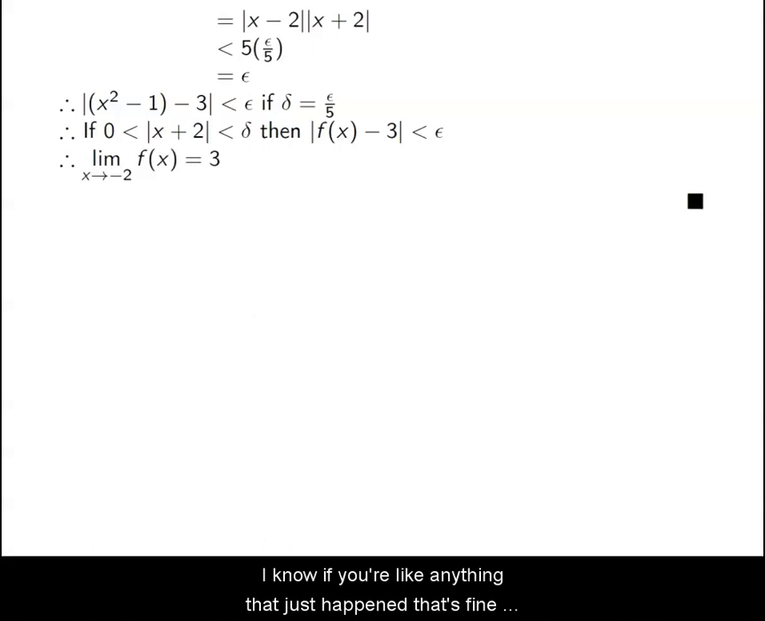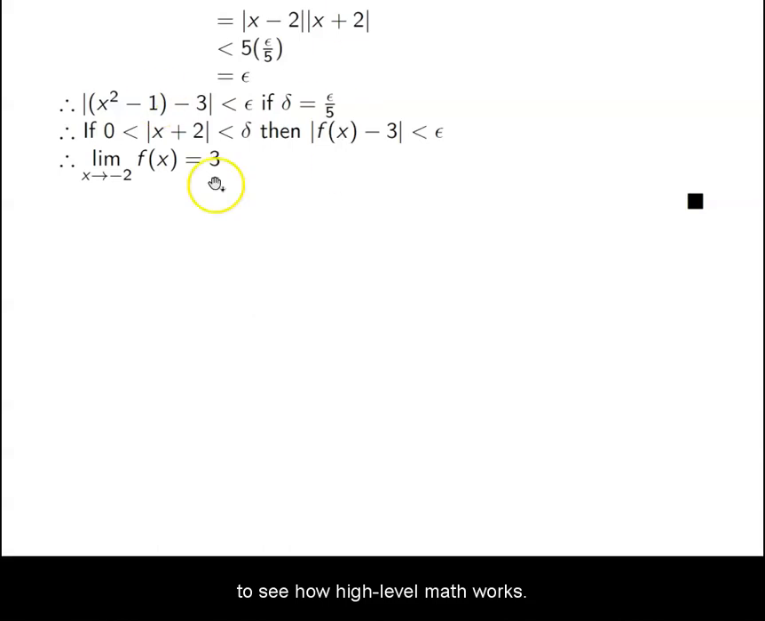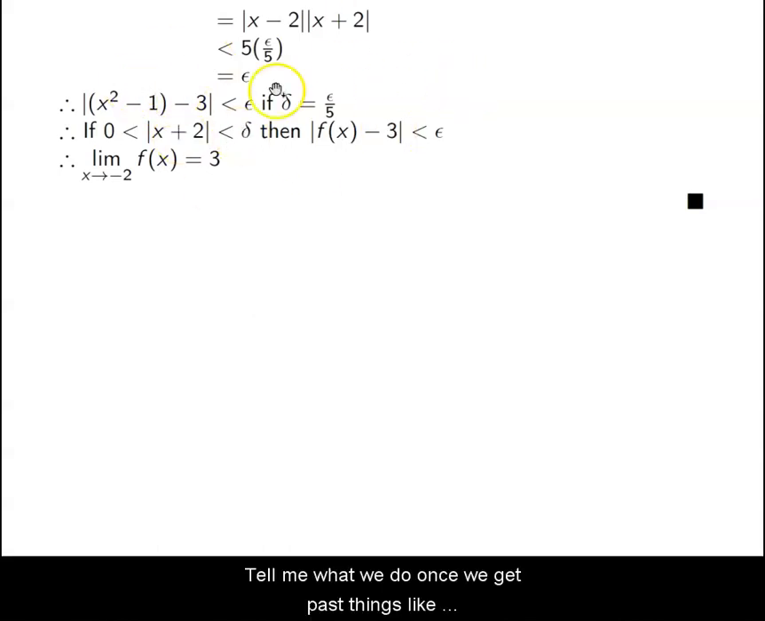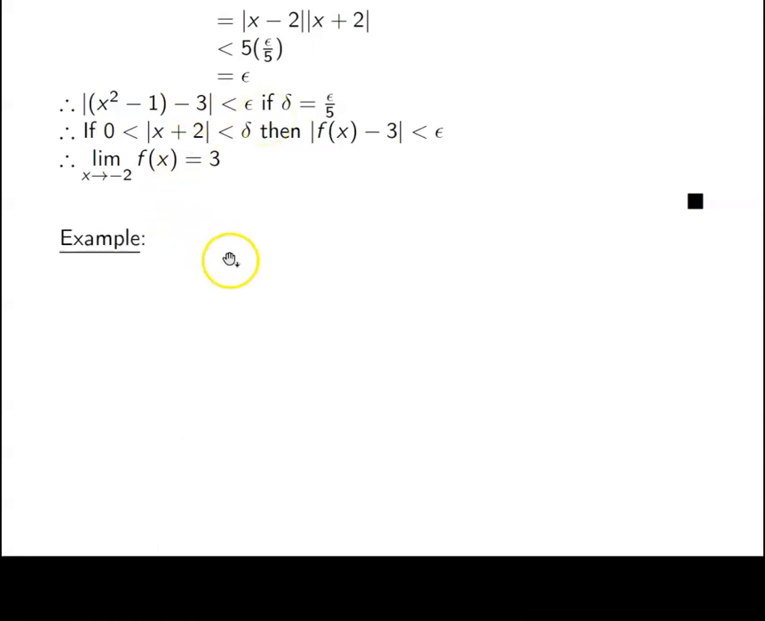Okay, now, if you're like, Professor Williams, what the hell? I don't understand anything that just happened. That's fine. I just need you to understand the first half, and then I'm showing you, hopefully you'll pick it up. But again, I'm not going to ask you to prove this stuff, right? But I do want you to see how higher level math works. This is generally what we do once we get past things like differential equations or calculus 3. Our math starts to look more like this than it does adding and subtracting and multiplying a bunch of stuff, right? So let's do one more example.